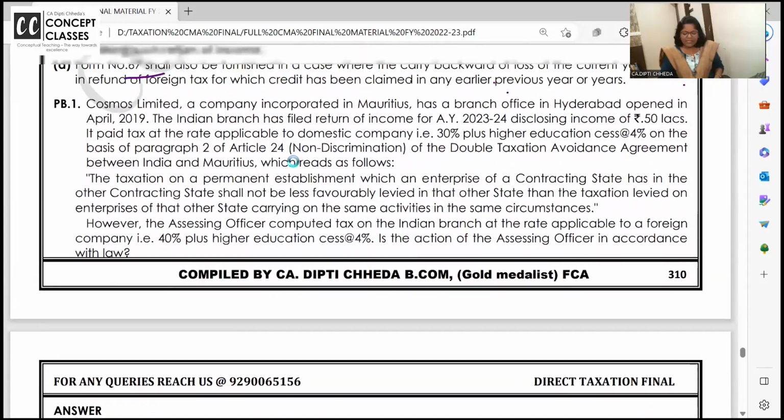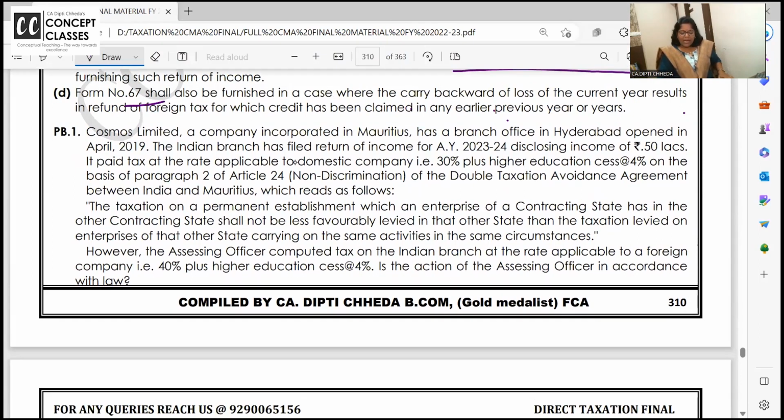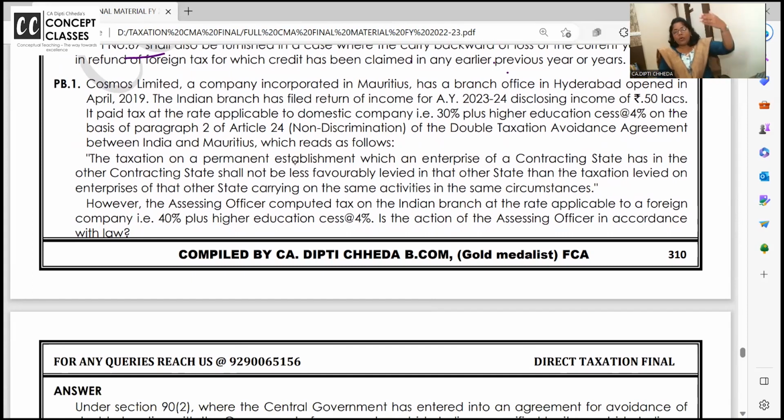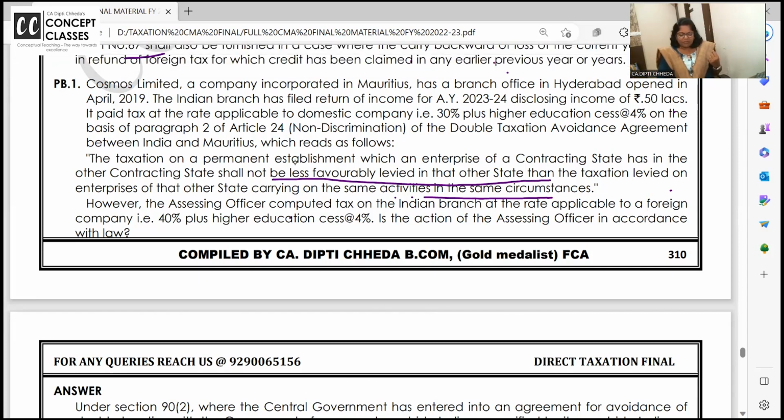The reason I have discussed this is that it is an exam question and this is very important. Look, Cosmos Limited, a company in Mauritius, has a branch in Hyderabad, and the Indian branch has filed the return disclosing 50 lakhs income, and paid tax at the domestic rate, which is 30%. Given that the DTA between India and Mauritius reads as follows: tax on the PE, a foreign company having a permanent establishment in India, they have to pay the tax in India, no? So the PE in the other contracting state shall not be less favorable, carrying on the same activities. However, the AO computed tax on the Indian branch at the rate of a foreign company, 40%. Is the action of the AO correct?